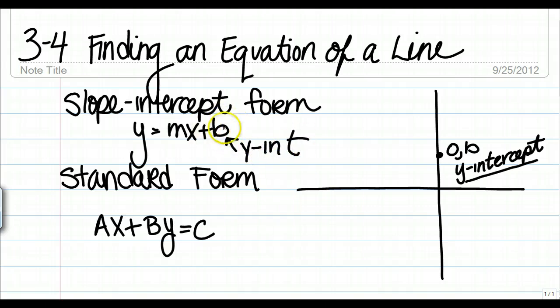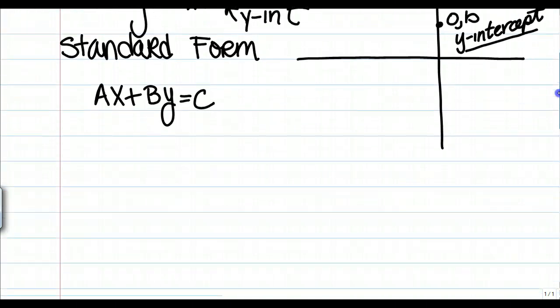So right here, this b is the y-intercept, and if you were to plot it and you wanted to know what that point was, it would be 0 and then whatever b is. And we'll come back to that in a second so I can show you an actual example using that.